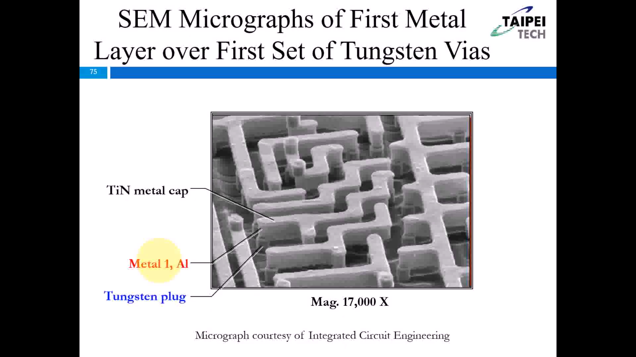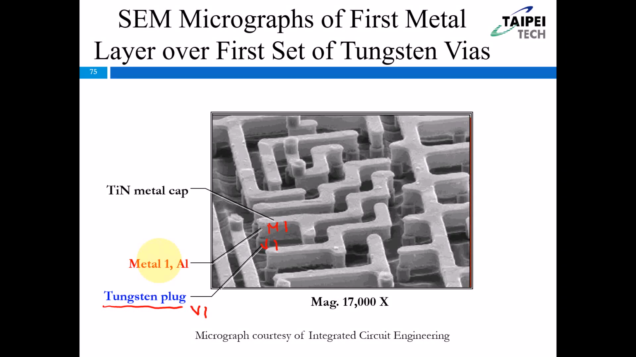Okay. So right now, this is the top view for the metal 1. And we have the tungsten plug, or the via 1, here. We have the metal 1 on the top of the via 1. Okay. For the technology node of 0.18, we still use aluminum. We use aluminum as the main metal material. Okay.